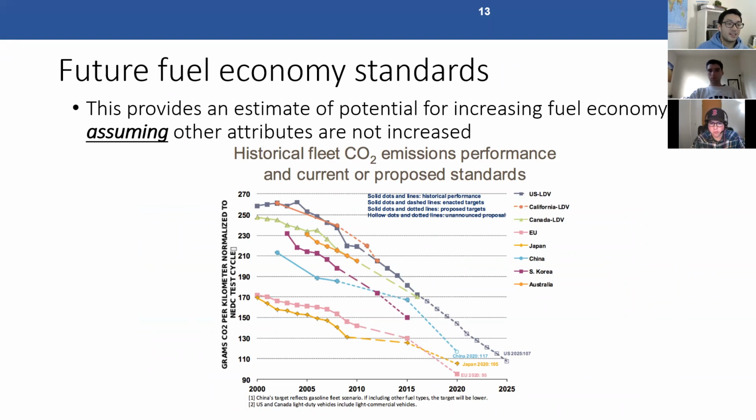So, future fuel economy standards. This is an estimate of the potential for increasing fuel economy, assuming that other attributes are not improved. And this is actually something that you can do with the previous data, where we can go back and say, what happens if I were to flatten my acceleration or flatten the weight and continue the same trend for fuel efficiency improvements?